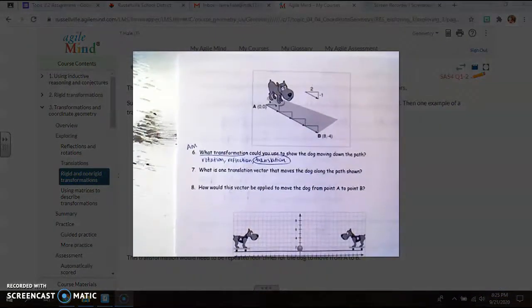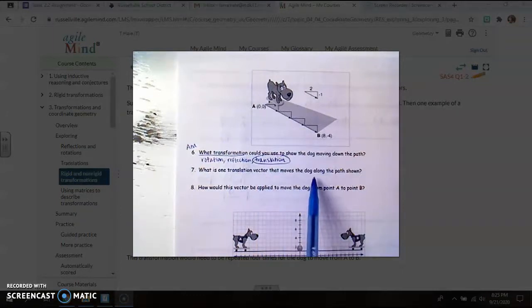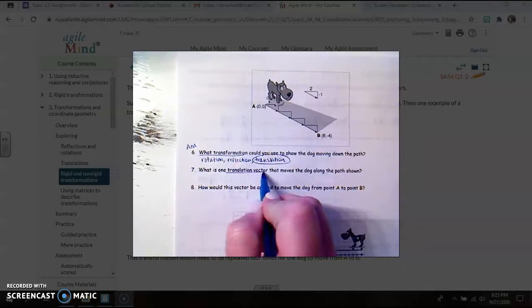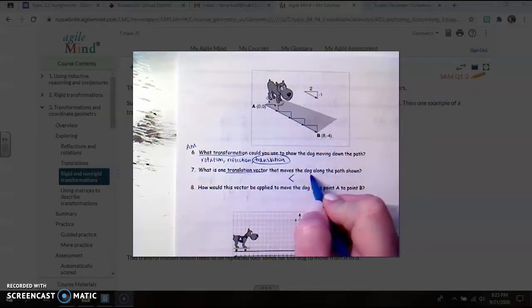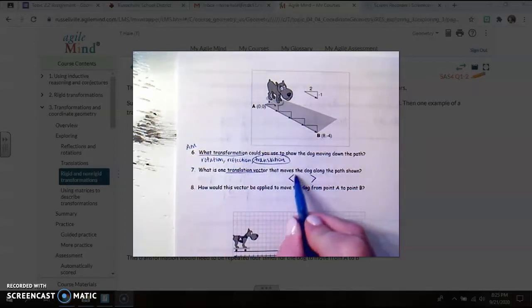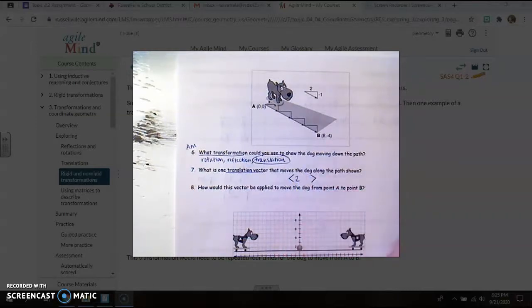So, on number 7 in your notes it says, what is one translation vector that would move the dog along its path? And remember, to write a translation vector, you need to use angle brackets. The first number is your left or right movement, and we're going to the right 2, so we're going to put a 2 here. And the second number is your up and down movement, and we're going down 1, so remember that means that's going to be a -1.